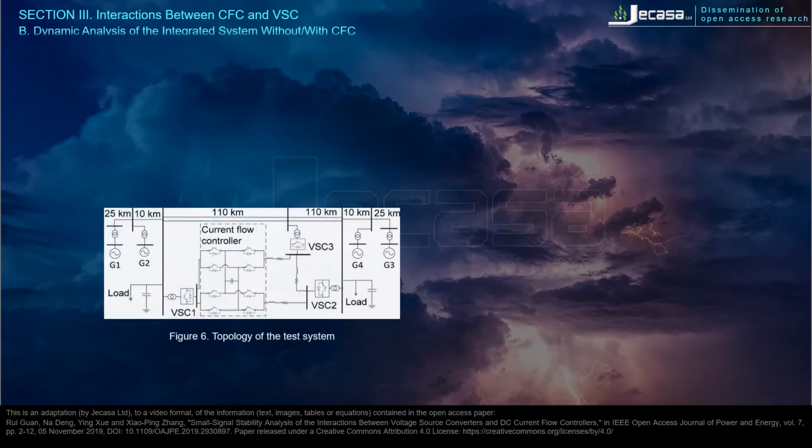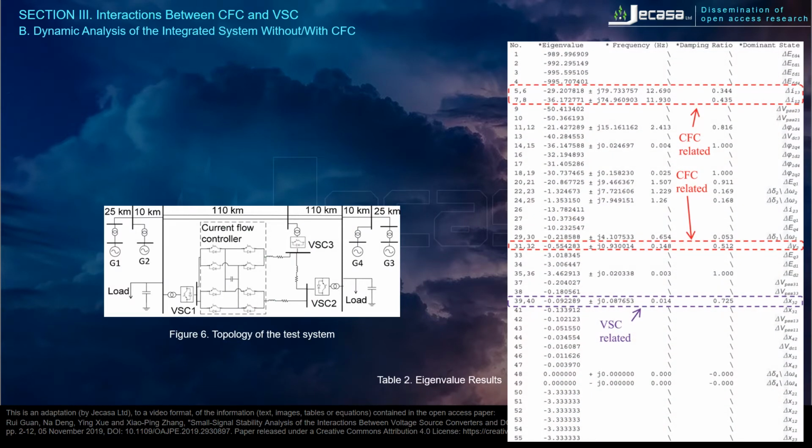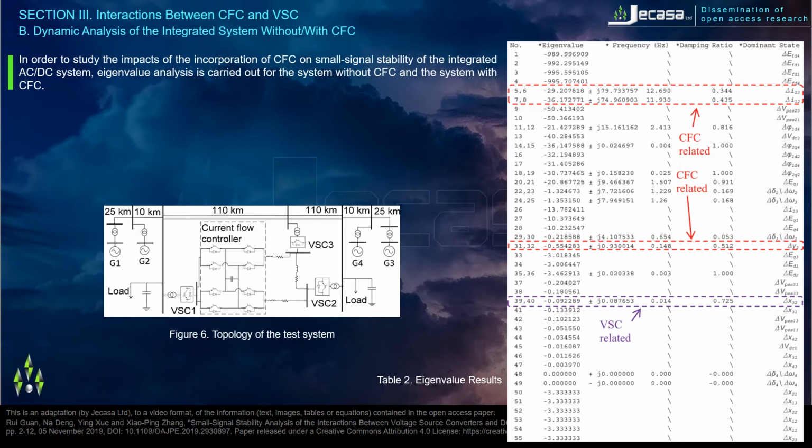B. Dynamic analysis of the integrated system with CFC. In order to study the impacts of the incorporation of CFC on small signal stability of the integrated AC-DC system, eigenvalue analysis is carried out for the system without CFC and the system with CFC. The small signal stability of the AC-DC system shown in Figure 6 is to be assessed by modal analysis.